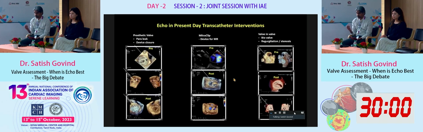And these are some images of how echo looks in terms of interventions, transcatheter interventions. The first set of images is prosthetic valve paravalvular leak closure. You can see that the lesion is identified with color, and then the device is in place. And that is pre, intra, as well as post. So that's how it can be obtained.